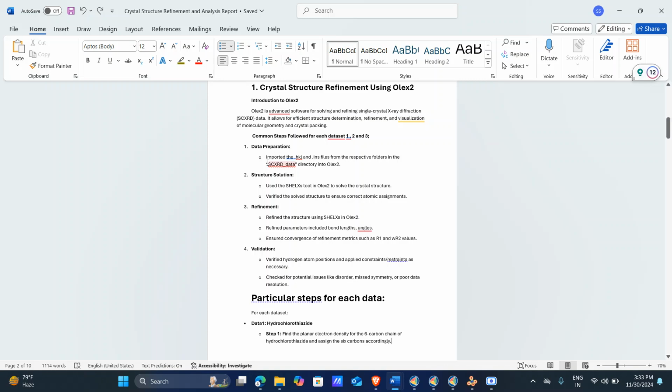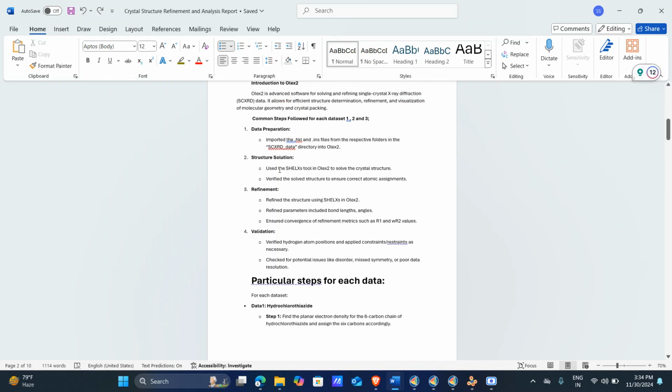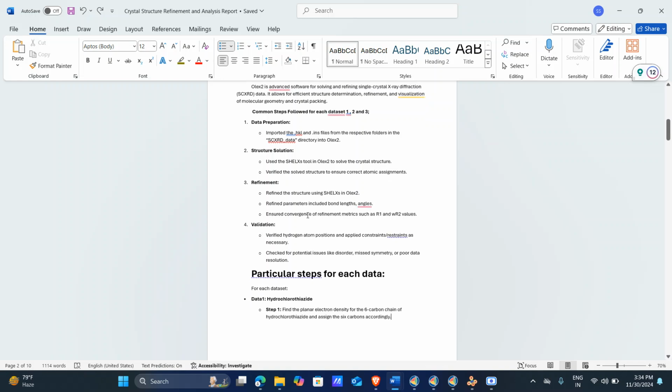Basically, we first have to import the files into our OLEX2 directory, and we also used the ShelXT tool in OLEX to solve the crystal structure. We have verified this and solved it to ensure the correct atomic structure. Then we refined the data using OLEX to get proper R factor values. Also, we cross-checked the number of hydrogen atoms on each atom there.